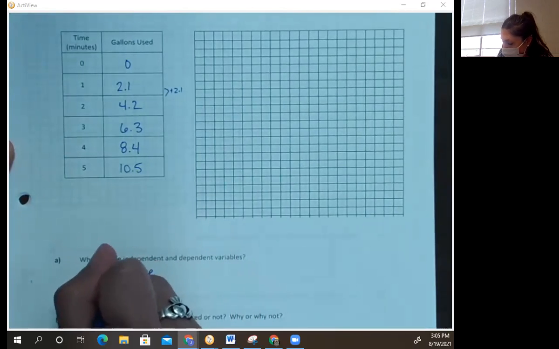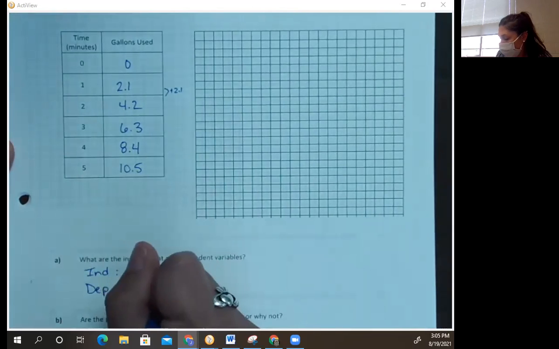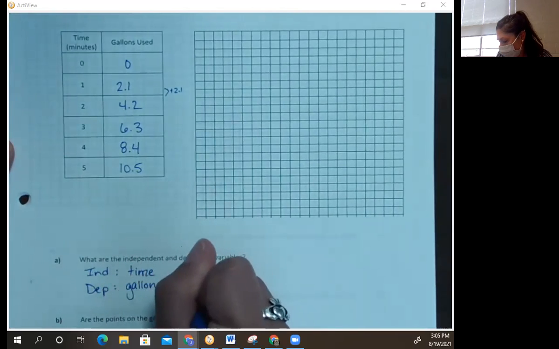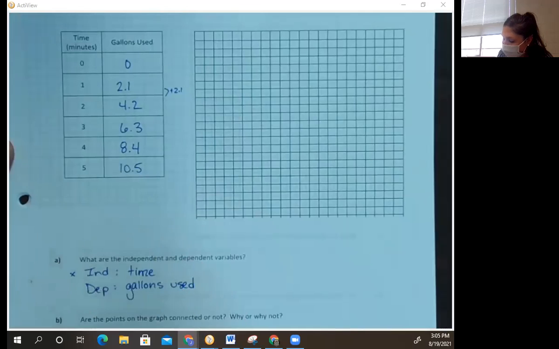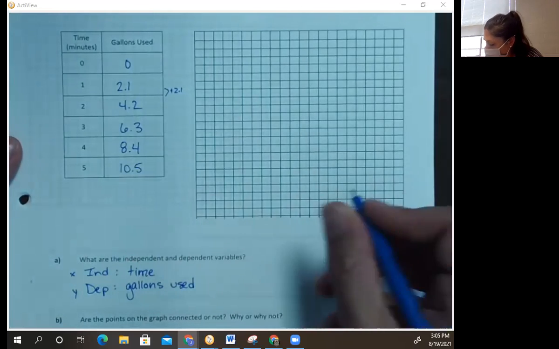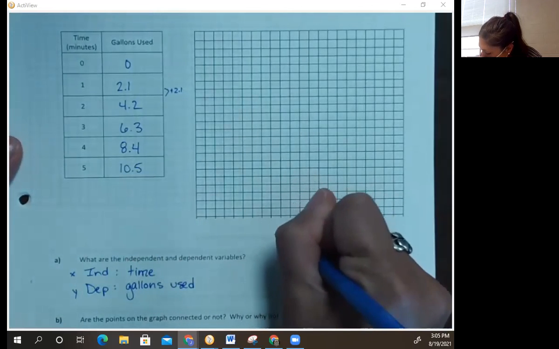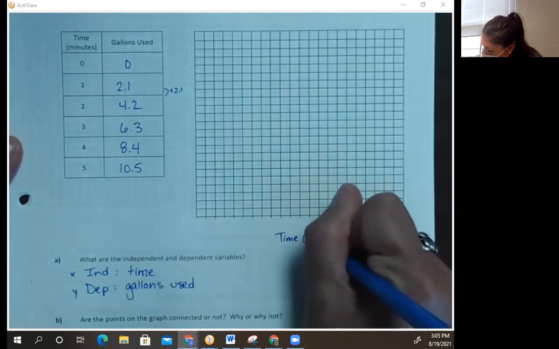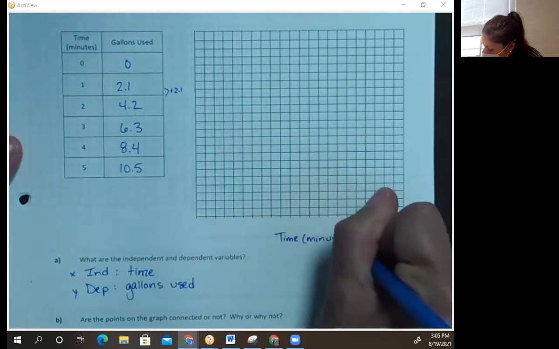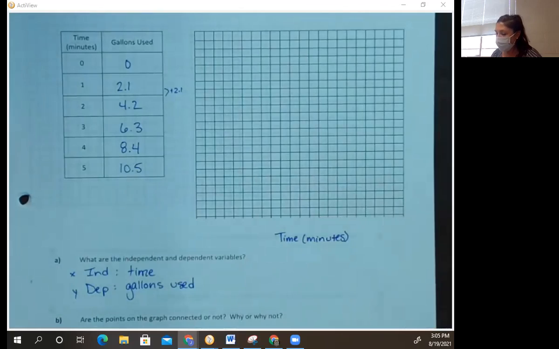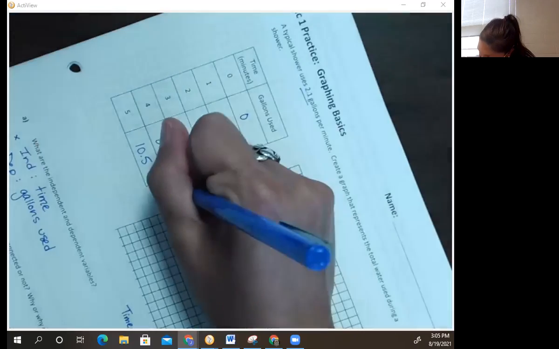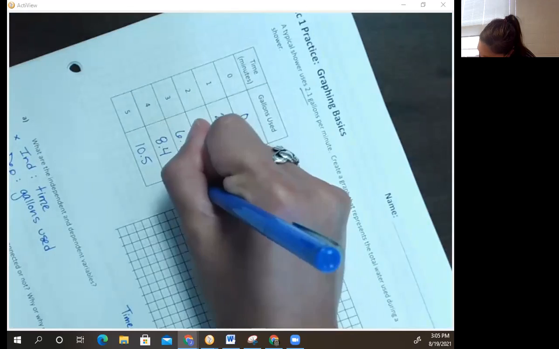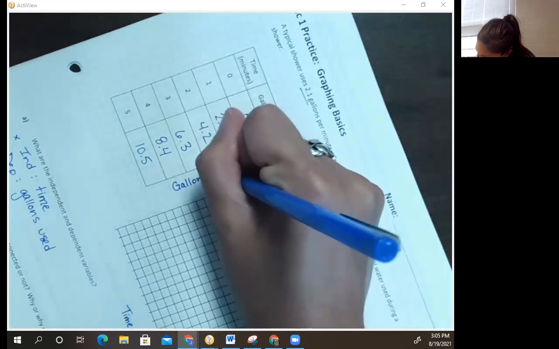That means the dependent variable would be gallons used. Very good. Remember, independent is our X and dependent is our Y. So on the X-axis here, I'm going to label this as time. We're measuring time in minutes. And then the Y-axis, I'm going to label as gallons used. Since the unit of measure is part of the label, I don't need to worry about including it again.